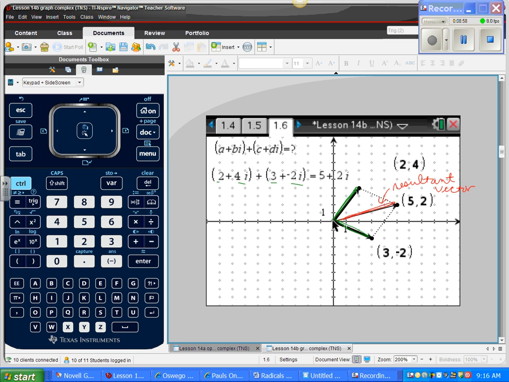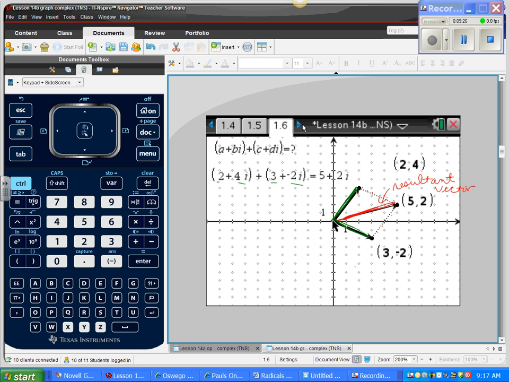Notice what it creates. What is that? It's a parallelogram. Awesome. So every single time you have a sum or a difference of two complex numbers, when you graph it, it's going to create a parallelogram. If it doesn't create a parallelogram, you did it wrong. So make sure that every single time you do these, you wind up with some sort of parallelogram.